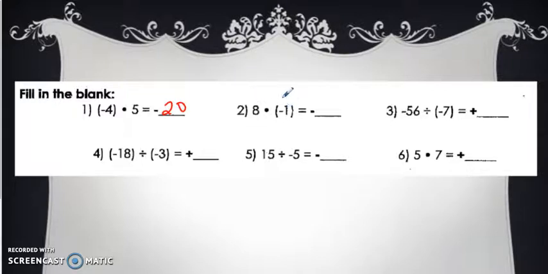8 times negative 1, I have 1 positive, 1 negative. My answer is negative. 8 times 1 is 8. Therefore, 8 times negative 1 is negative 8.